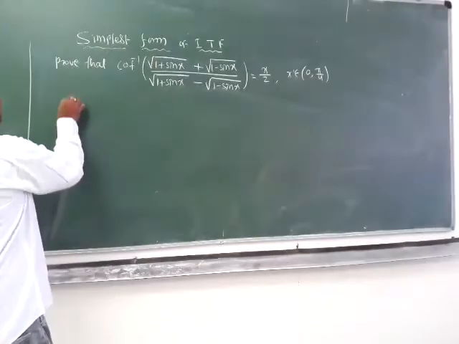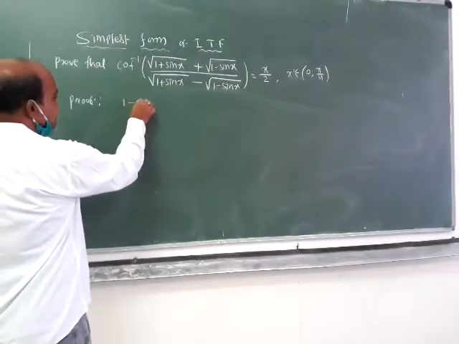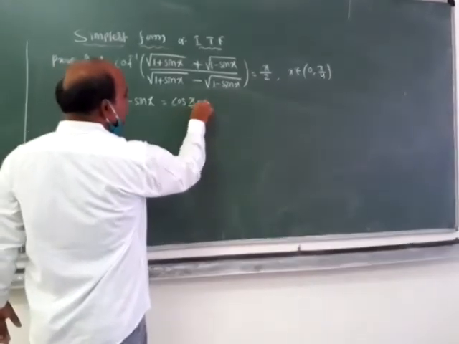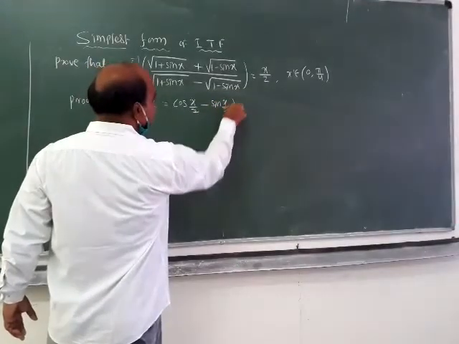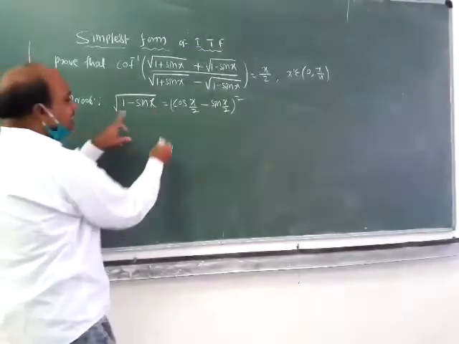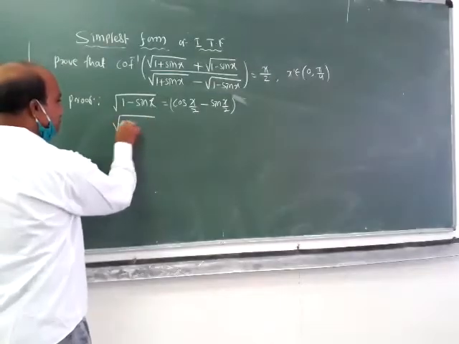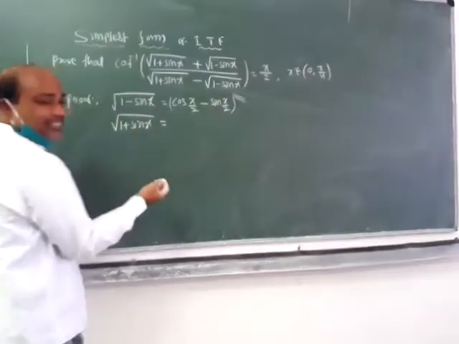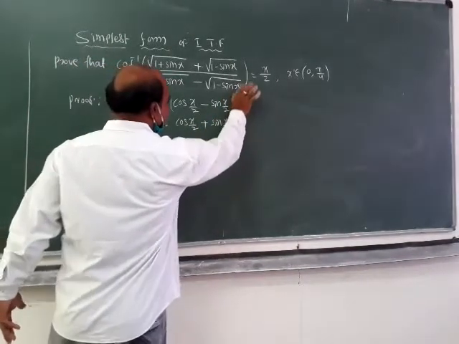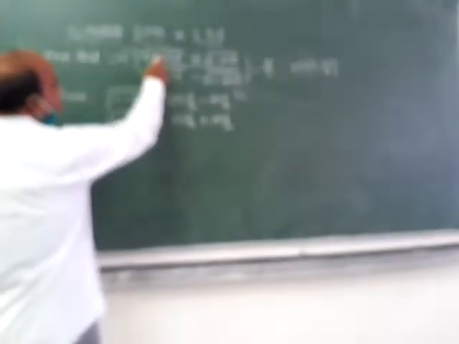Before that, I told you one problem, the 1 minus sin x formula. Before, I told you cos x by 2 minus sin x by 2, whole square. I told the formula. If there is a root over, then here also you take root over, so root over and square cancel. Under root over 1 plus sin x becomes what? Similarly, you say cos x by 2 plus sin x by 2. Do you understand here?